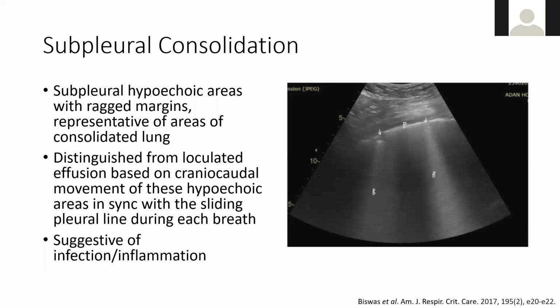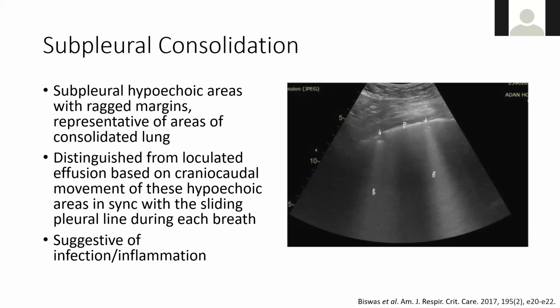So subpleural consolidations are subpleural hypoechoic areas with ragged margins that are representative of areas of consolidated lung. They can be distinguished from a loculated effusion because there's craniocaudal movement of those areas in synchronization with the lung sliding during each breath. And subpleural consolidation is more suggestive of an infectious or inflammatory etiology.